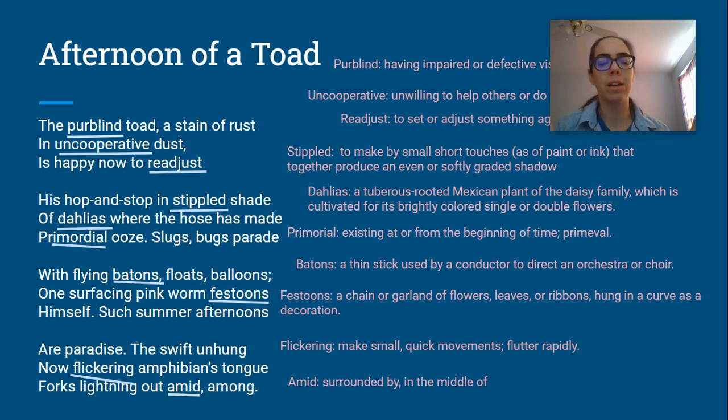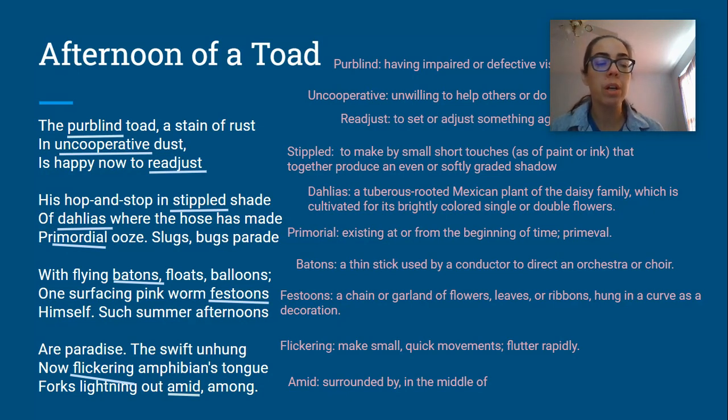And I love the line, such summer afternoons are paradise. Because if you think about that humid, beautiful summer afternoon, if you've had a great summer afternoon and it's kind of lazy, summer afternoons can be really great. And it's a very simple sentence, but it's a very true sentiment.